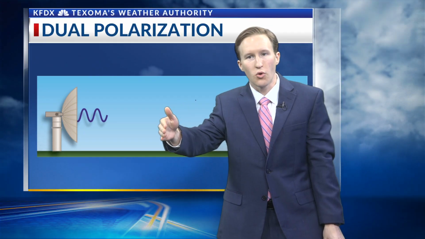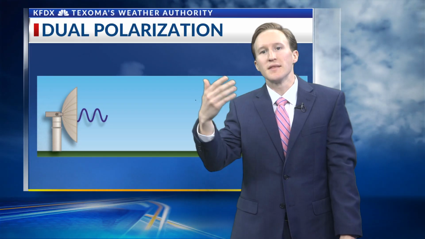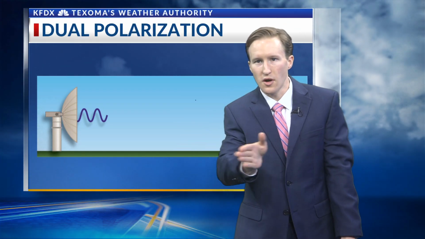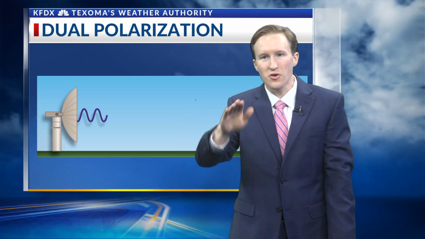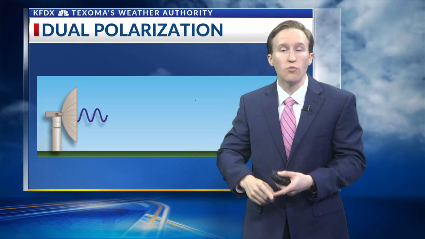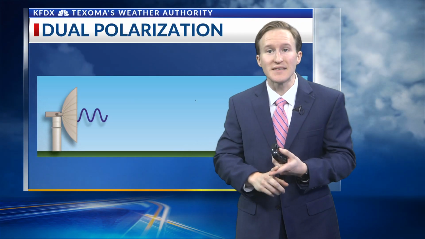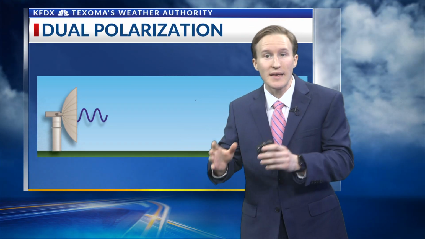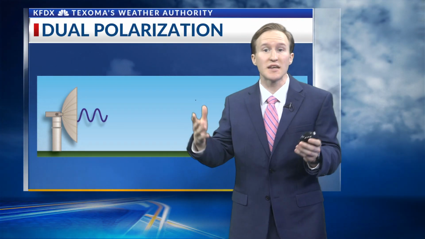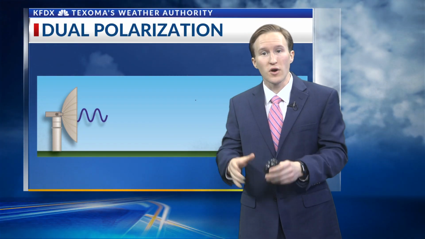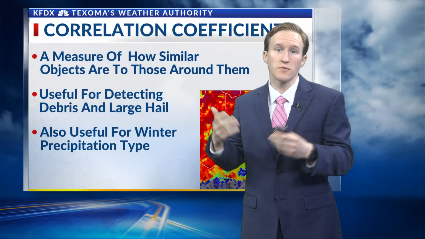The main reason they put out a horizontal wave is because rain falls through the atmosphere, but now with dual polarization, it sends out two waves. It sends out the horizontal wave, and it also sends out a vertical wave out from the radars. And what that extra wave does, it gives us more information on the size and shape of objects that it's hitting. So namely, if it's hitting rain, is it hitting hail, is it hitting some dust or debris that's in the air?